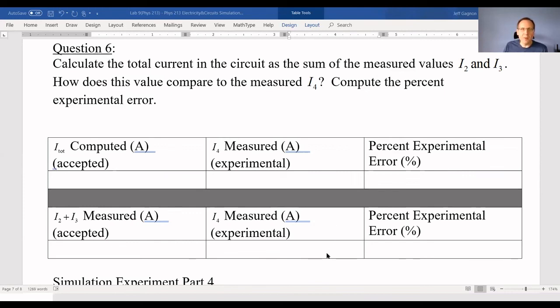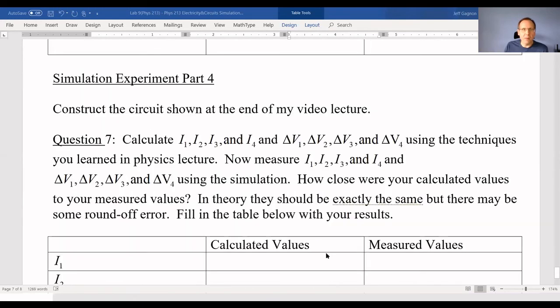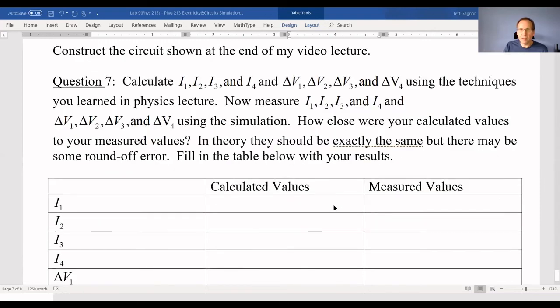Okay, so then once you've done that, there's one other thing that I want you to do. I'm calling the simulation experiment part 4. I want you to construct a slightly more complicated circuit. I'll show you this in a second. I'll get on the iPad and show you what I want you to do.